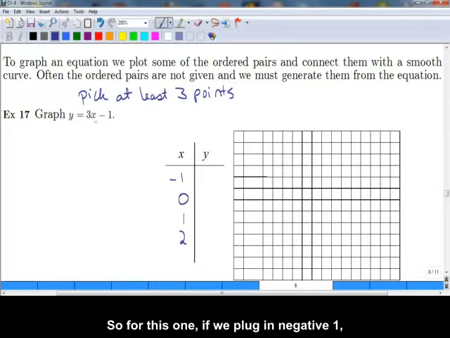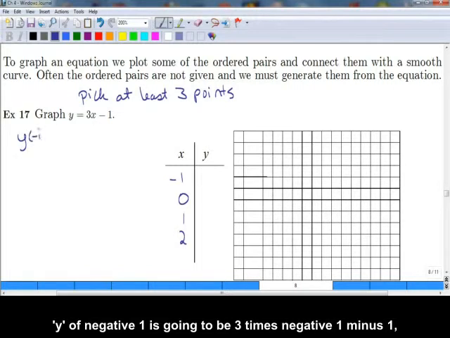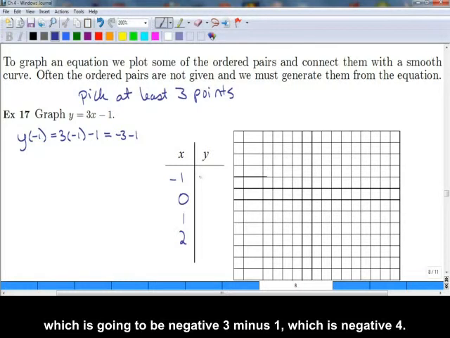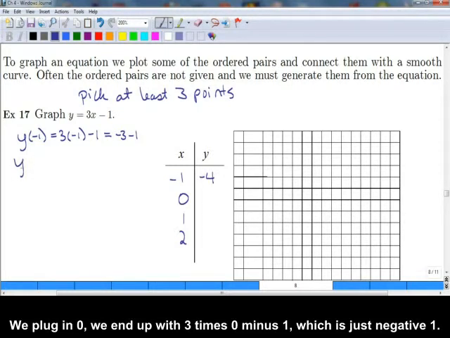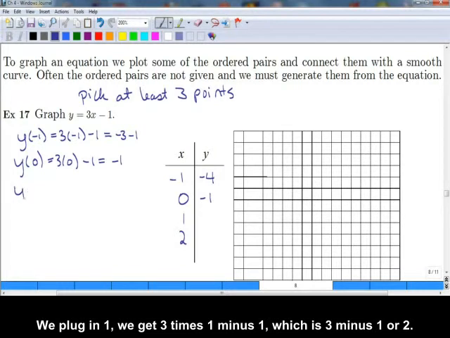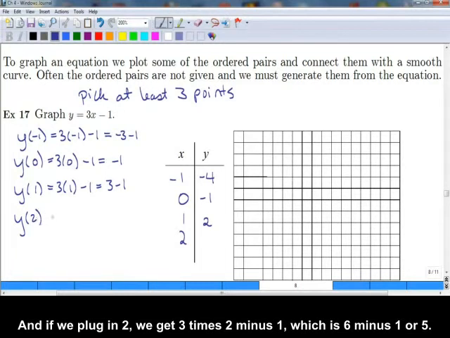So for this one, if we plug in -1, y of -1 is going to be 3 times -1 minus 1, which is going to be -3 minus 1, which is -4. If we plug in 0, we end up with 3 times 0 minus 1, which is just -1. If we plug in 1, we get 3 times 1 minus 1, which is 3 minus 1, or 2. And if we plug in 2, we get 3 times 2 minus 1, which is 6 minus 1, or 5.